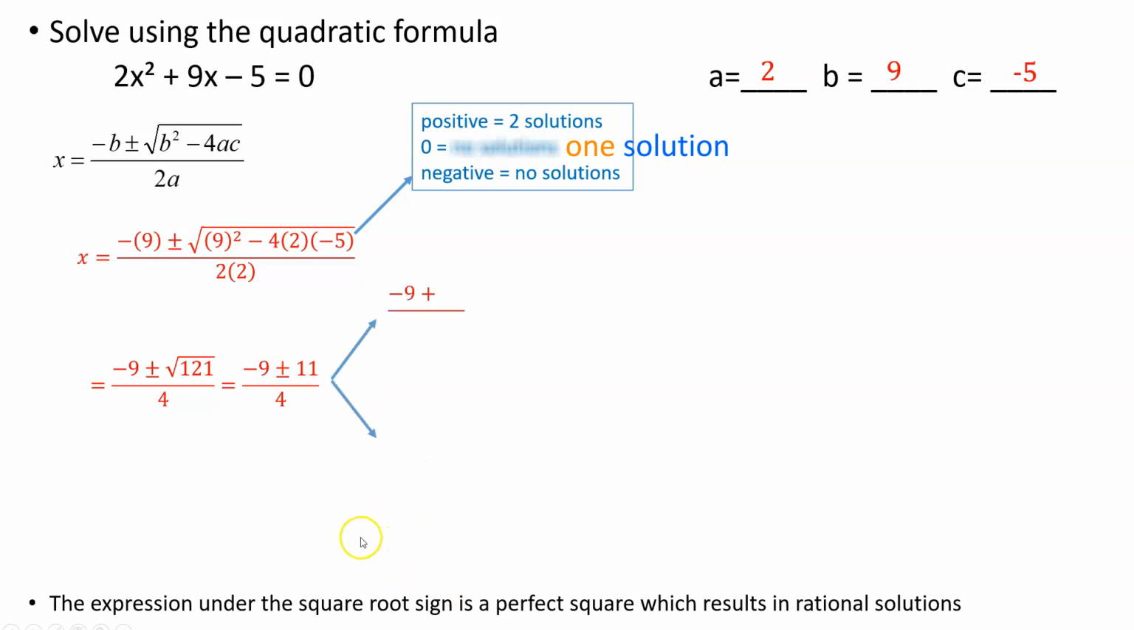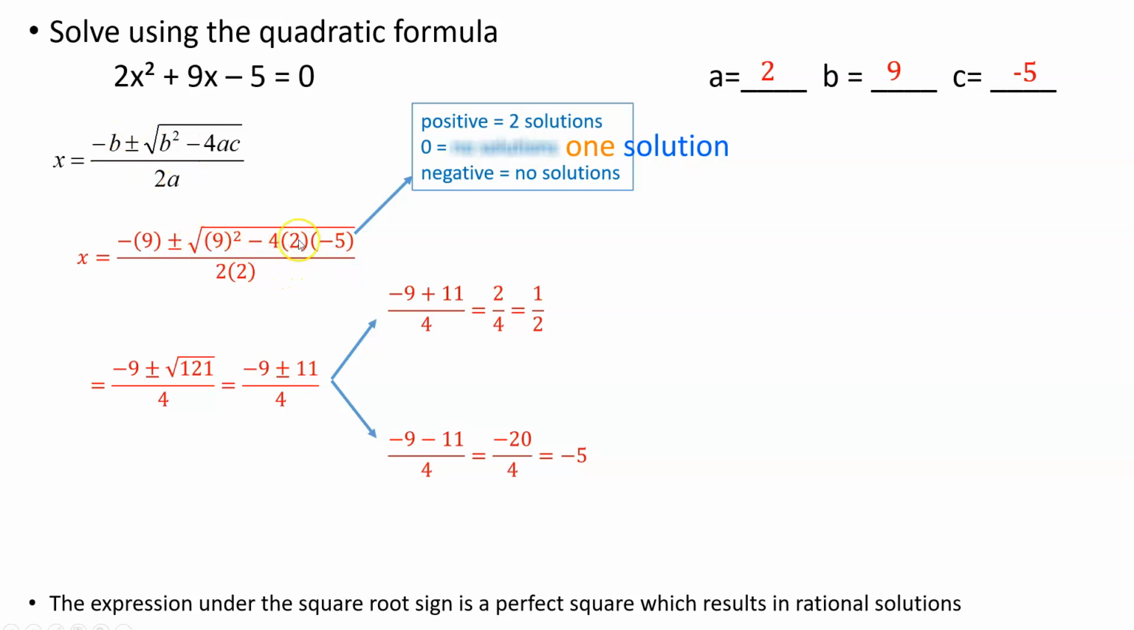We have negative 9 plus 11 over 4, which is 2/4, which is 1/2. 1/2 is an answer you would put in. The other answer is negative 9 minus 11 over 4, which is negative 20 over 4, which is negative 5. Those are your two answers: 1/2, negative 5.